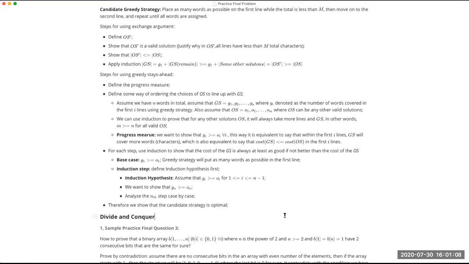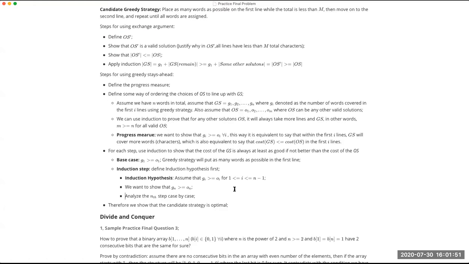The induction step is, first, we define the induction hypothesis. The induction hypothesis will assume that GI is larger than or equal to O of I for I from 1 to n minus 1. A very standard way of doing that, right? I want to show that Gn is larger than or equal to O of n. What that means is the first n lines using the greedy strategy will cover more points than the first n lines using OS, other strategies. And we have to analyze the n step case by case, since this is different.